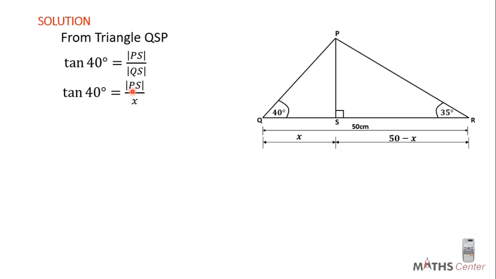We want to make PS the subject because that is what we want to find. So I'll multiply the left hand side by X and multiply the right hand side by X, and X will cancel. So I'll have X tan 40 degrees is equal to PS. So I've made PS the subject here.